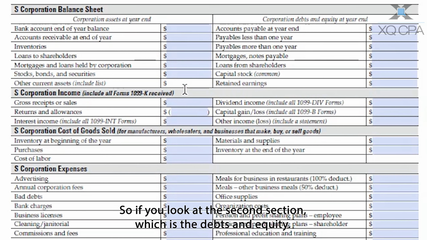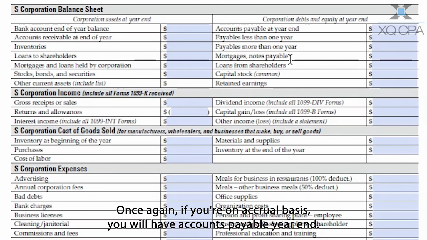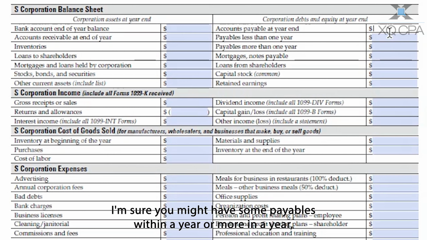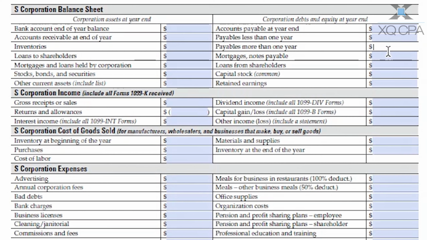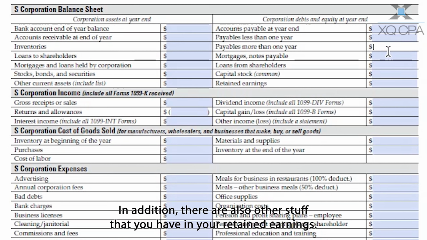So if you look at the second section, which is the debts and equity, once again, if you are on accrual basis, you will have accounts payable at year end. I'm sure you might have some payables within a year or more than a year, especially those who have PPP loans, so there will need to be disclosure on that. In addition, there are also the stock that you have and your retained earnings.